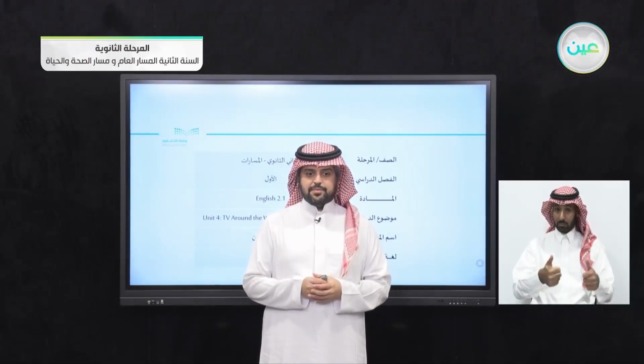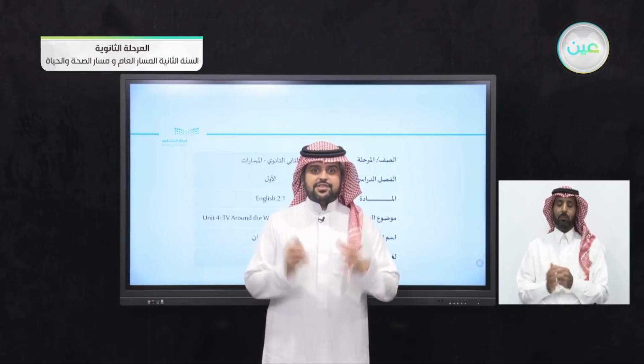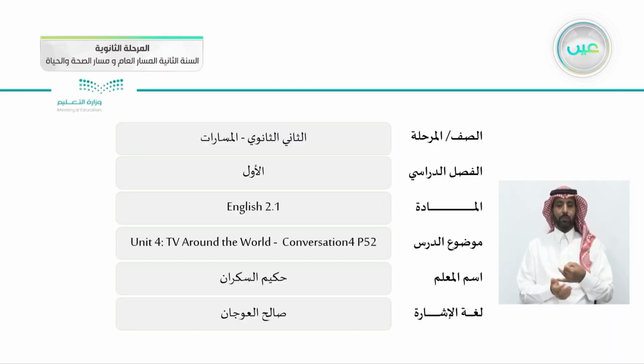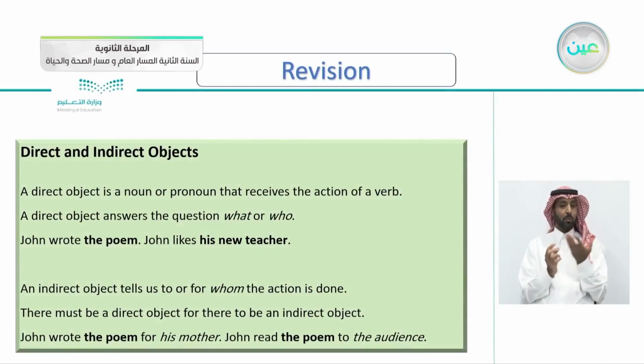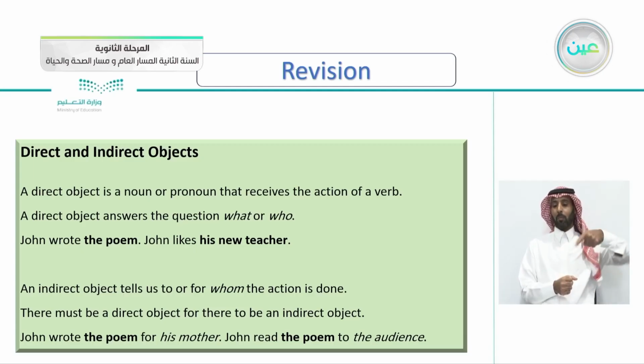I hope that you're happy and healthy and ready for today's lesson, which is the conversation of Unit 4, TV around the world. Before we do that, let's revise what we took previously about the direct and the indirect objects. The direct object is a noun or pronoun that receives the action. Direct objects answer the question who or what.